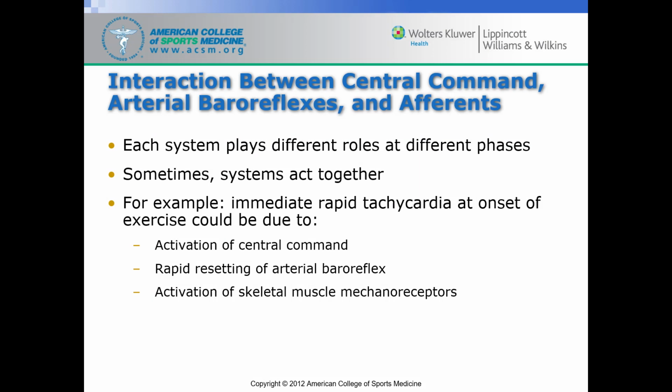It's important to keep in mind that these different systems that help control the cardiovascular system work together. There's not one thing that controls one other thing. They're always overlapping systems. So although they play different roles in different phases, oftentimes they act together.